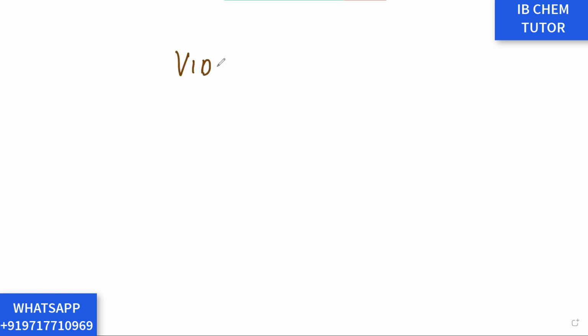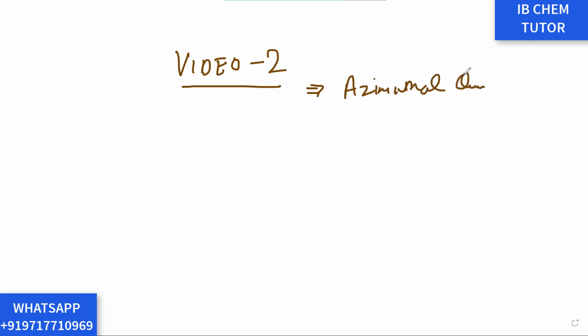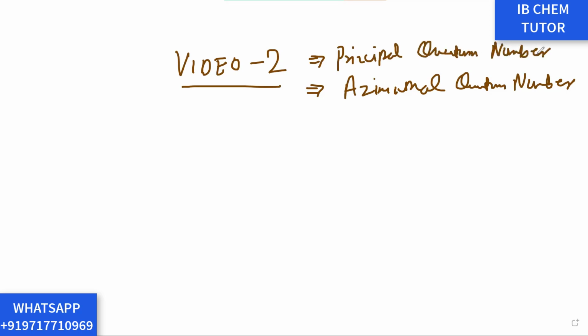So, this is video number 2. In the last class, we discussed the quantum numbers, and we discussed two of them: one was the azimuthal quantum number, and before that, it was the principal quantum number. Okay. So, today we will discuss the rest of the quantum numbers.